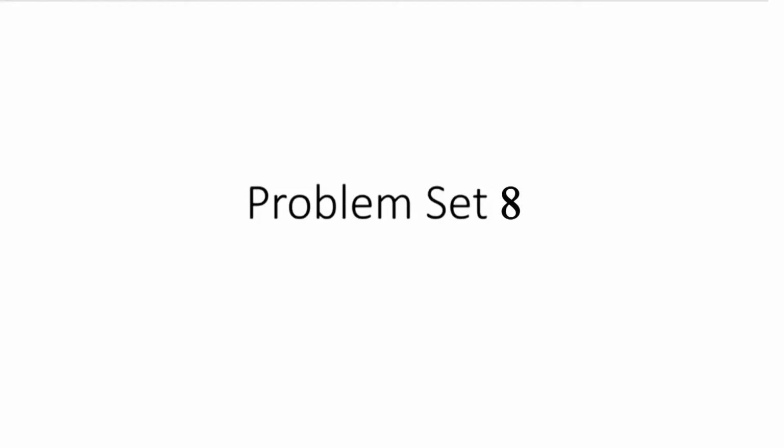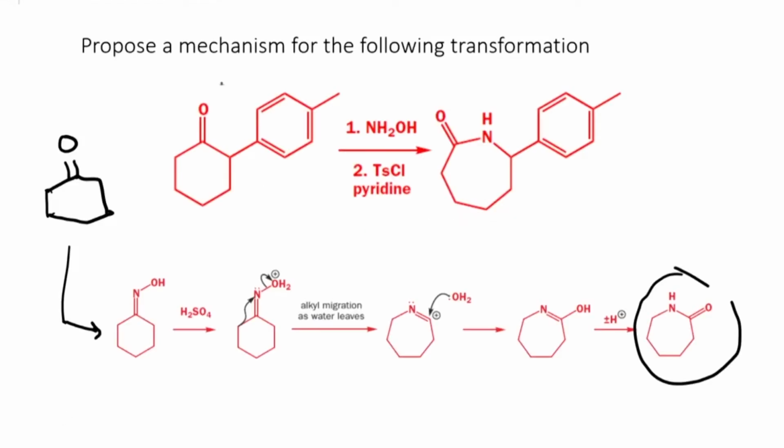Okay, so we'll now move on to solving some problems. The first problem in this problem set involves the Beckmann rearrangement. And so here the question is, when I start with this ketone, which I'm just going to number here as 1, 2, 3, 4, 5, and 6. So it's a cyclohexanone with a substituent on it.